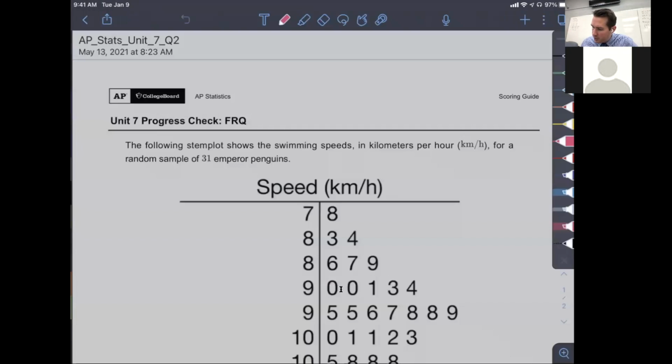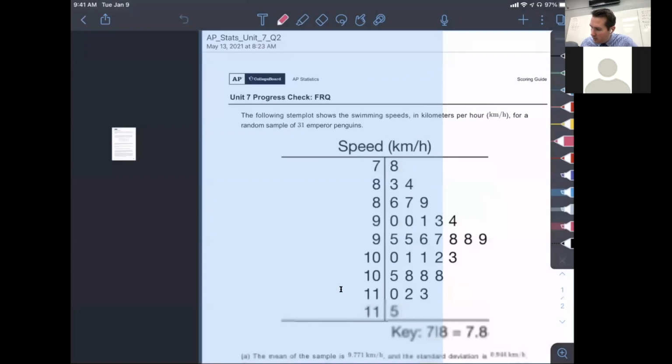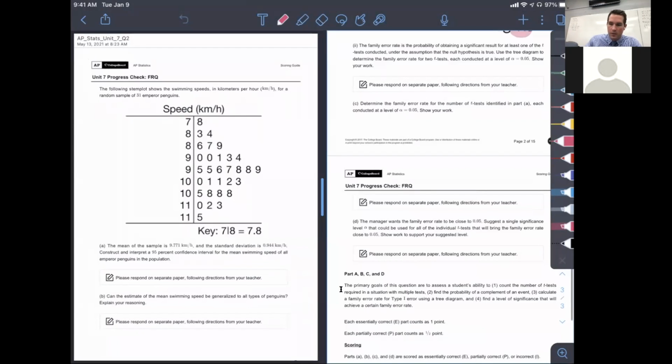If I pull up question 2, let's see what we get. So as we get set up, the following stem plot shows the swimming speeds in kilometers per hour for a random sample of 31 emperor penguins. Interesting. And we got a stem and leaf plot. Great. A.